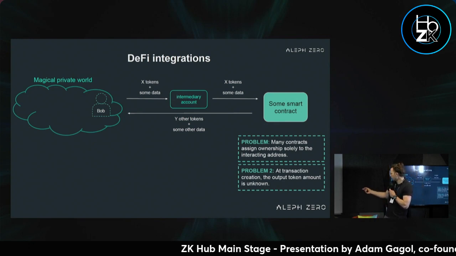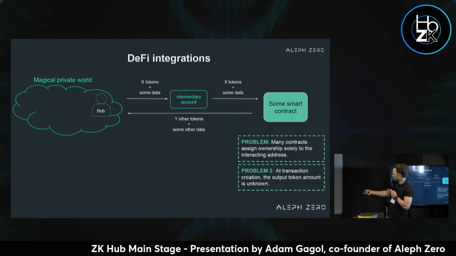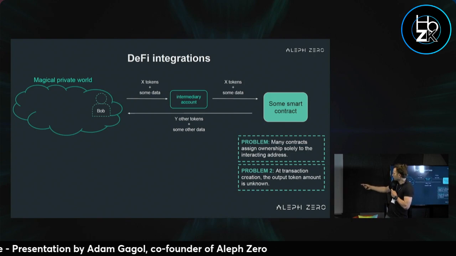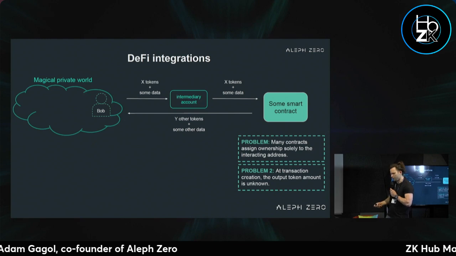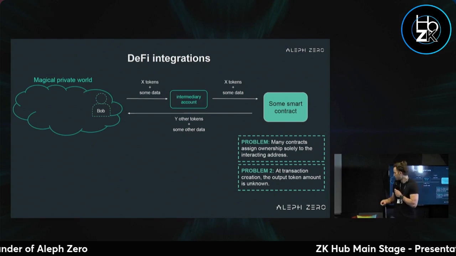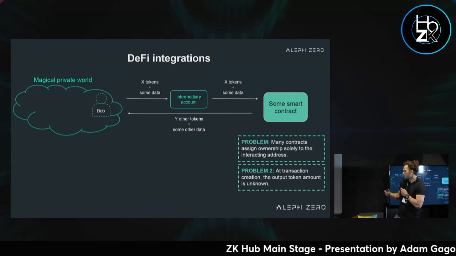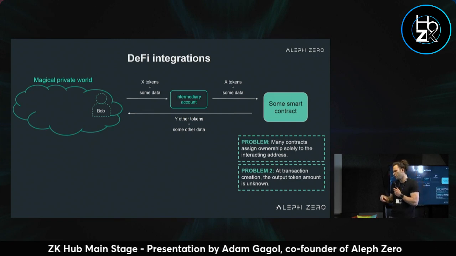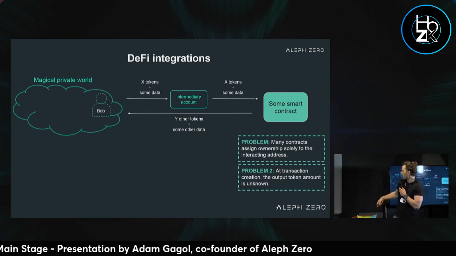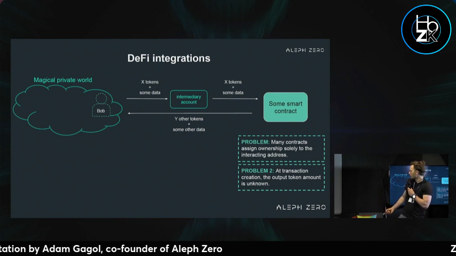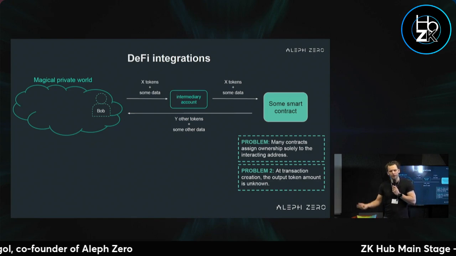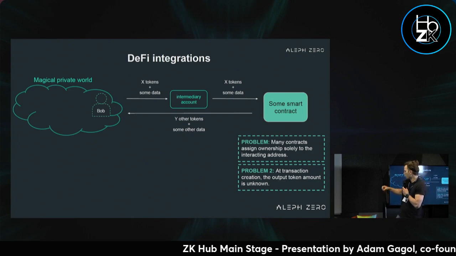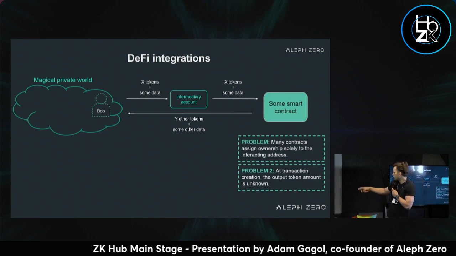The problem too, and this is a more ZK-related problem, is that the smart contract interaction is usually unpredictable in the sense that at the moment of transaction creation, the user does not have the full knowledge of the output. This, for example, relates to front-running in decentralized exchanges. At the moment we're sending the transaction, we don't know how many tokens we'll get back in return. That's why we cannot claim them back to this privacy world.